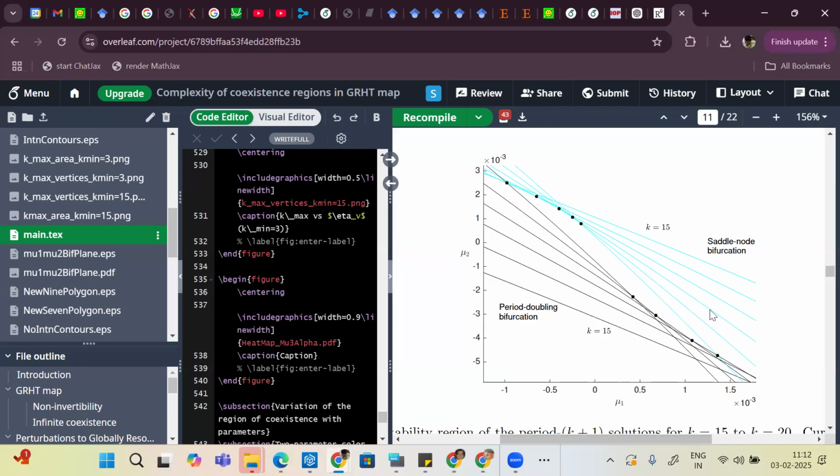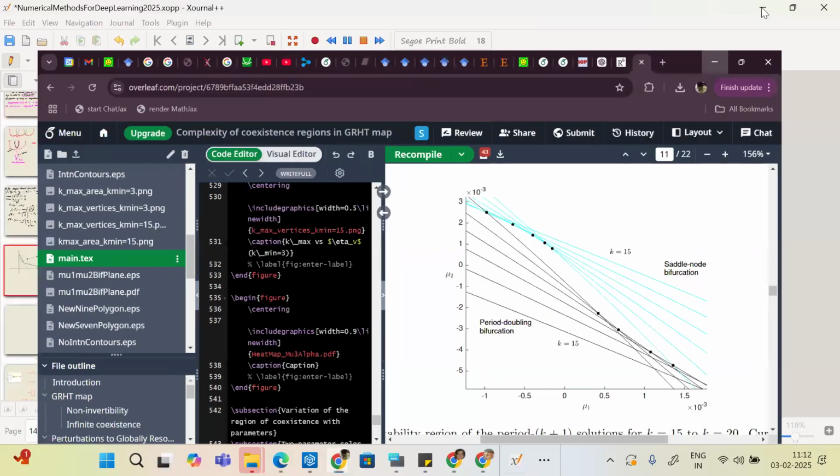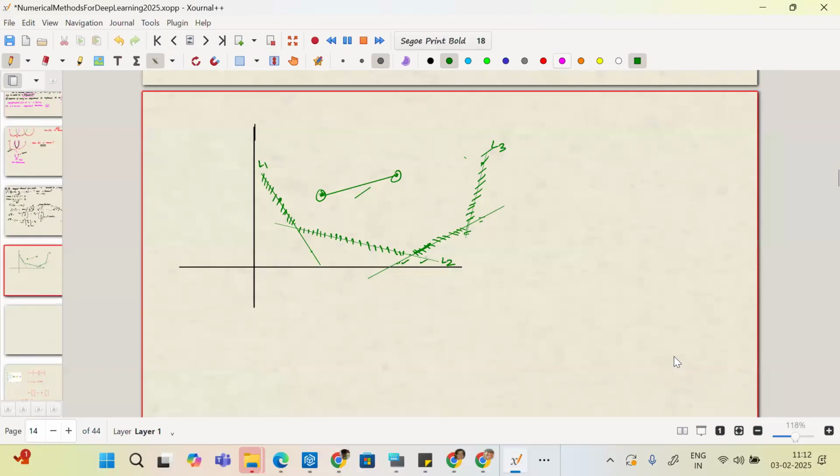Okay. So this is just one thing. Okay. So there are some more examples which we can cover, but I think like yeah, we can go.